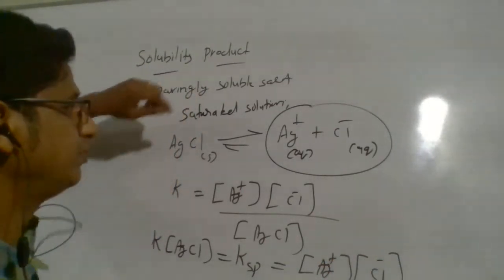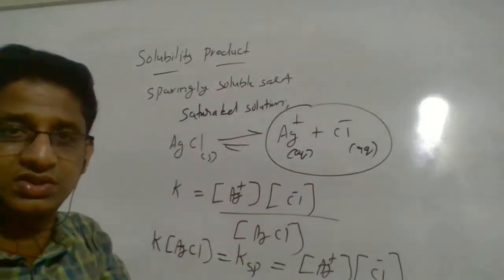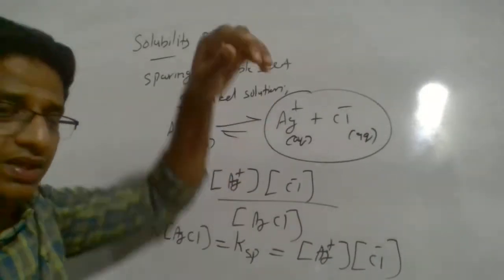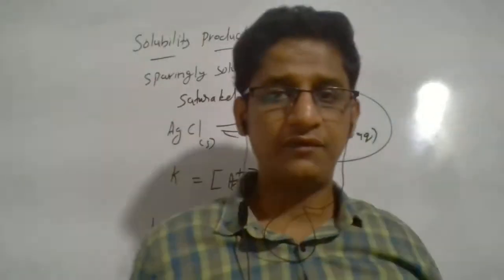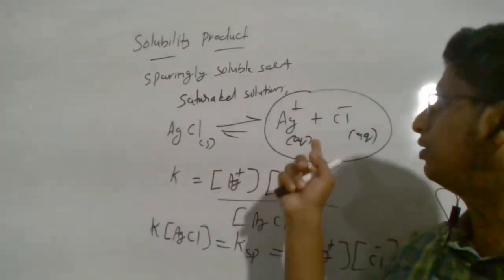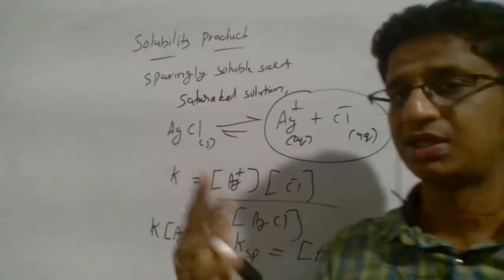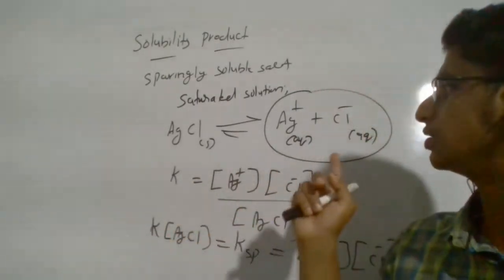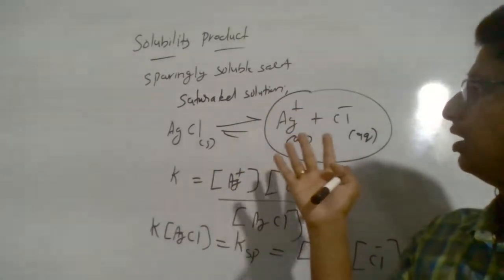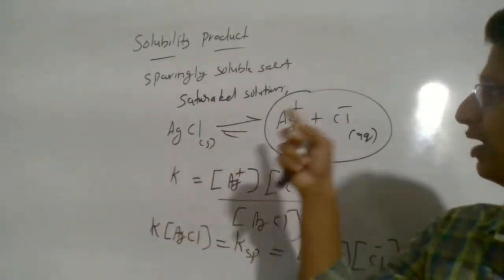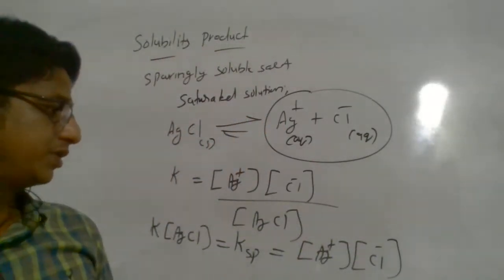So understand the key point. Here this we will call the undissociated form. Here you can see there is no dissociation taking place. This is the undissociated form. This is the dissociated form. If an equilibrium arrow is given, it means both forward and backward reactions can take place simultaneously. So that means both AgCl, the undissociated form, and the dissociated form will be there in the medium. So that is the next point.